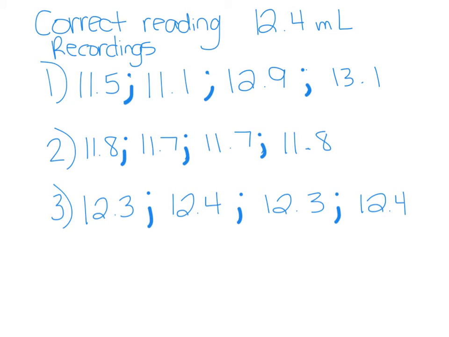So here are some examples for you. Let's say that the correct reading on your graduated cylinder should be 12.4 milliliters. The first time you take data, you get 11.5 milliliters, 11.1 milliliters, 12.9 milliliters, and 13.1 milliliters. The next time you take that data is example number 2, and you get 11.8, 11.7, 11.7, 11.8. And then finally, the third time, you get 12.3, 12.4, 12.3, 12.4.